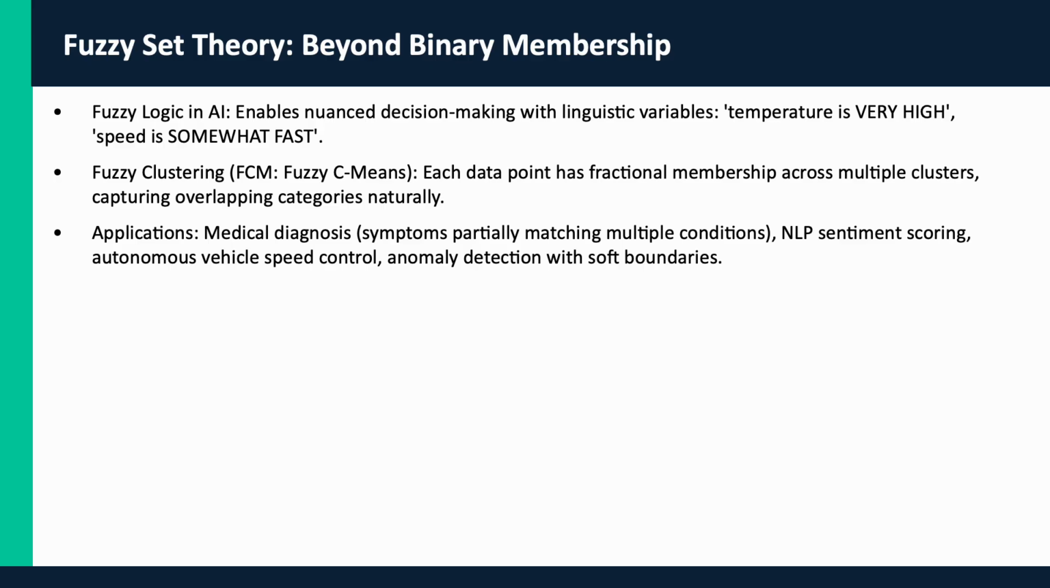With fuzzy C-means, each data point has fractional membership across multiple clusters, capturing overlapping categories naturally. Applications: medical diagnosis, symptoms partially matching multiple conditions, NLP sentiment scoring, autonomous vehicle speed control, anomaly detection with soft boundaries.